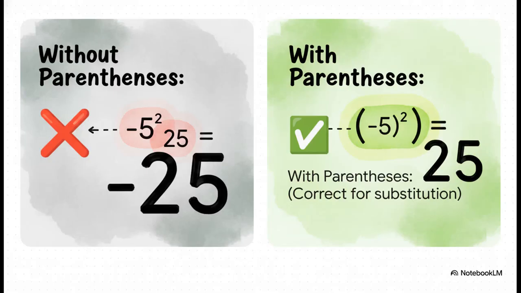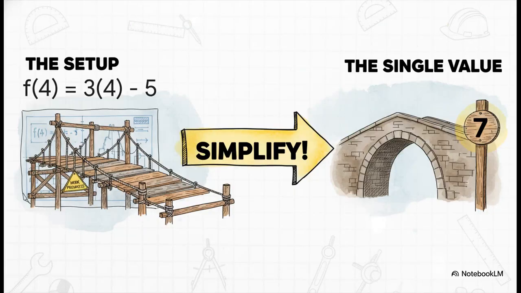And this is exactly why. Without parentheses, the calculator follows the order of operations very literally. It does the exponent first, so it squares the 5 to get 25, and then it applies the negative sign. But when you use parentheses, you're telling the calculator, hey, the thing I'm squaring is the entire number, negative 5. And that gives you the correct answer. Positive 25.